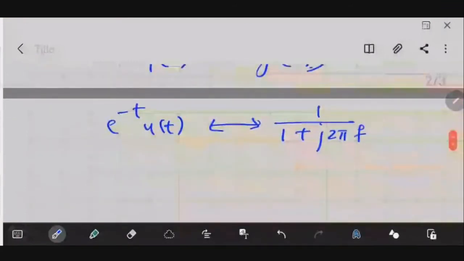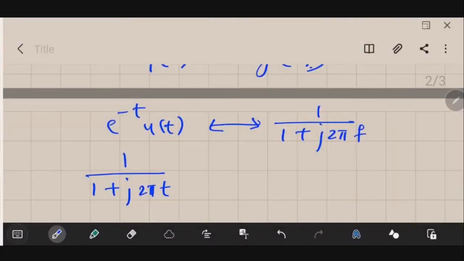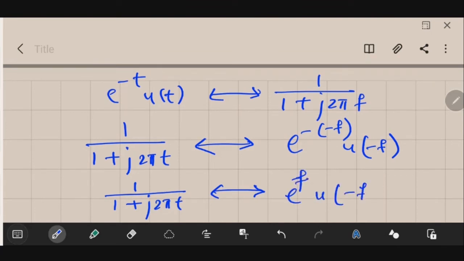Now what we have to find is the Fourier transform of 1 by 1 plus j 2 pi t. Only t has been replaced. That means the Fourier transform will be e to the power minus of minus f, and similarly, since u of t is there, u of minus f. So this will be equal to: 1 by 1 plus j 2 pi t after the Fourier transform will be e to the power f, u of minus f. So this is the solution, as simple as this.